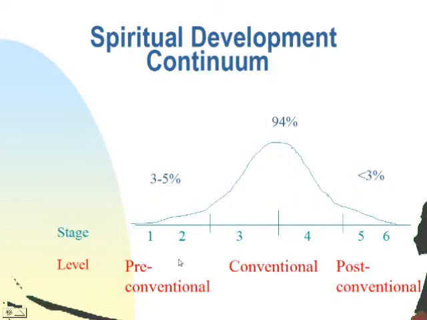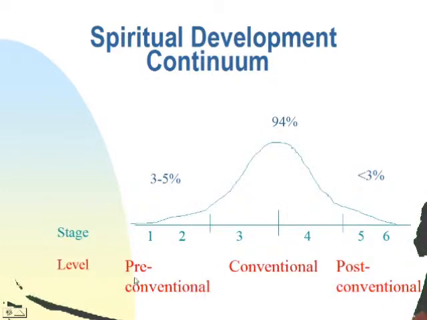I'm going to borrow the terms for moral development, because moral development and spiritual development really run side by side. But I'm going to use the terminology borrowed from Lawrence Kohlberg from Harvard. Most people here, about 94% of Americans, have what I would call a conventional level of spiritual and moral development. There's a small percentage, about 3 to 5% of Americans, who have pre-conventional development.